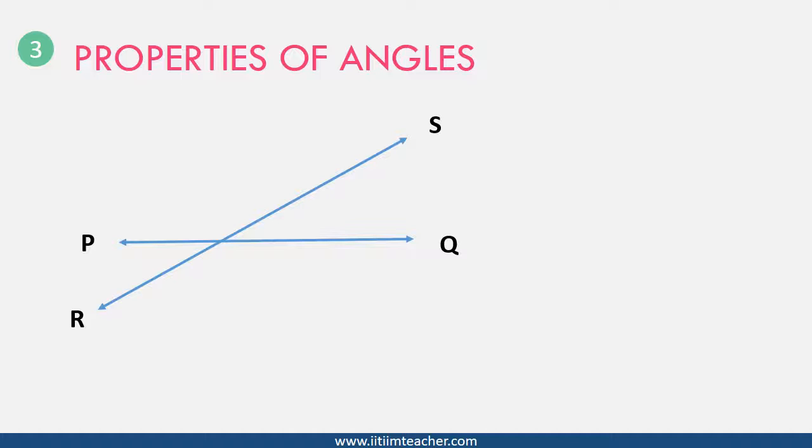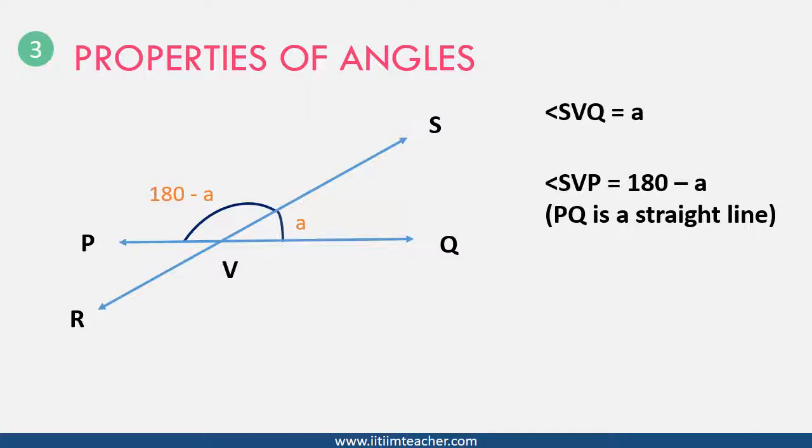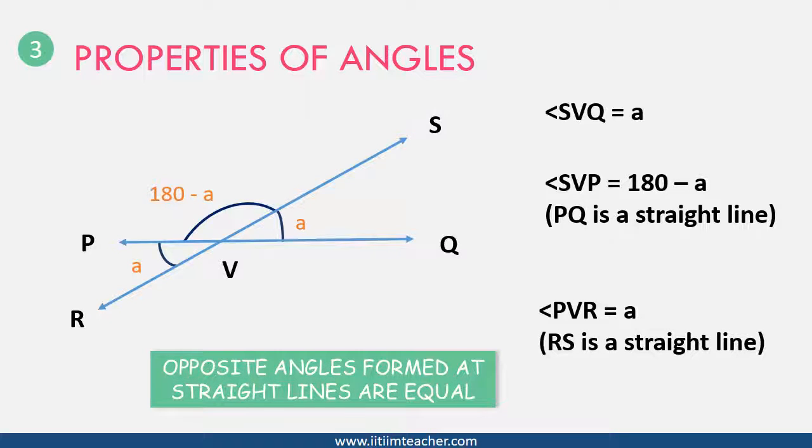Let us consider a pair of straight lines, PQ and RS, meeting at point V. Let angle SVQ be equal to A. Because PQ is a straight line, the total angle is 180, so angle SVP is equal to 180 minus A. And because RS is a straight line, and the total angle at point V should be 180, even angle PVR is equal to A. So what we have got is that opposite angles formed at straight lines are equal.